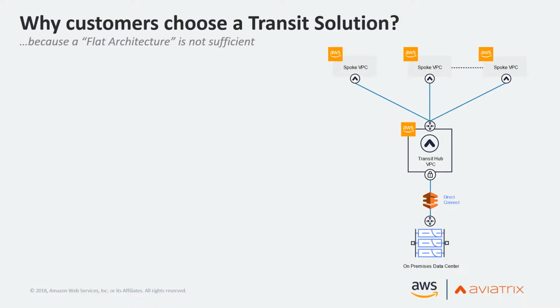So what is transit? Transit is an alternative to flat architecture. If you don't have transit, you will have flat, and flat means connecting your data center to these VPCs one at a time. So the problem that transit solves, in the alternative which is flat, is lack of agility. What does that mean? There is an impedance mismatch.